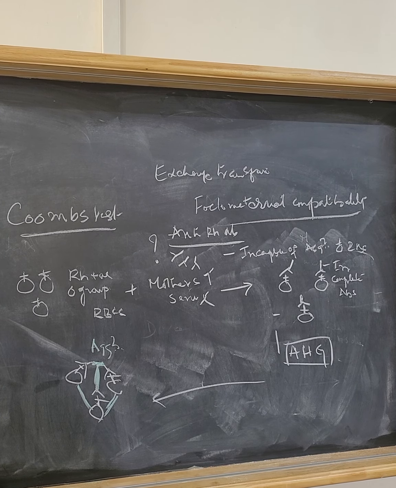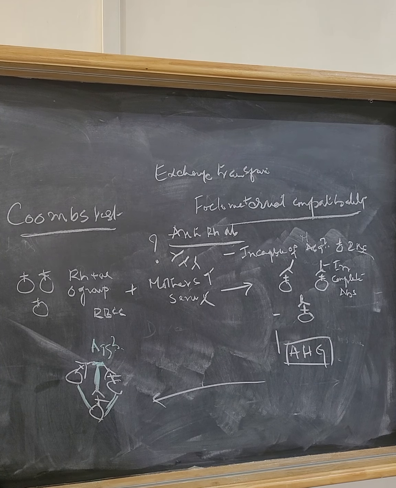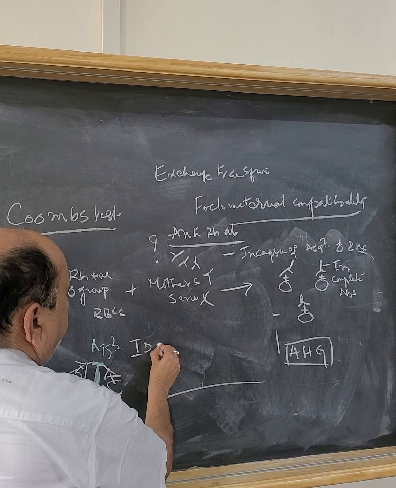Then add anti-human gamma globulin. Anti-human gamma globulin is also called Coombs serum. Okay. So then you add, then there will be agglutination. This is called indirect Coombs test.